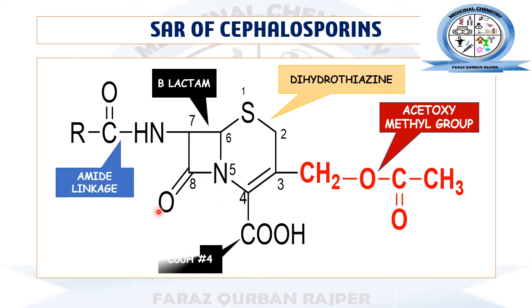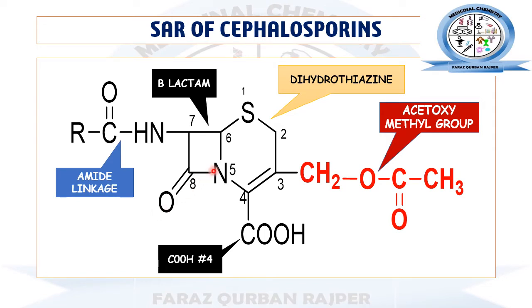And at the 4th position we have the carboxylic acid functional group. So these are the common structural features of all of the cephalosporins. For drawing the chemical structure of any cephalosporin, you have to keep in mind this ring skeleton.